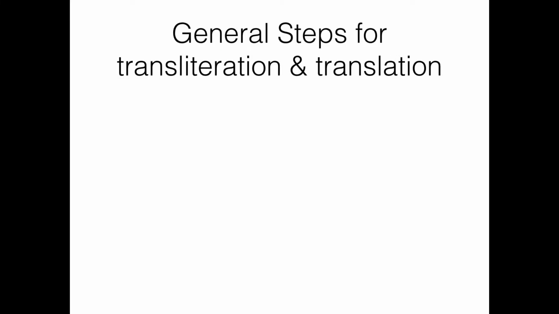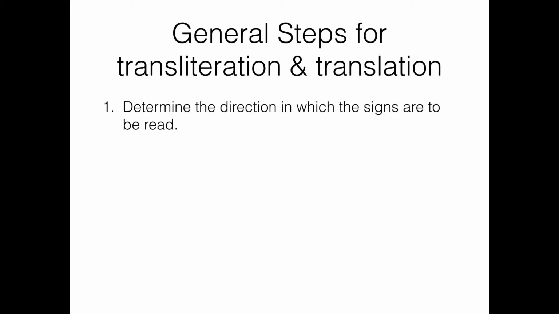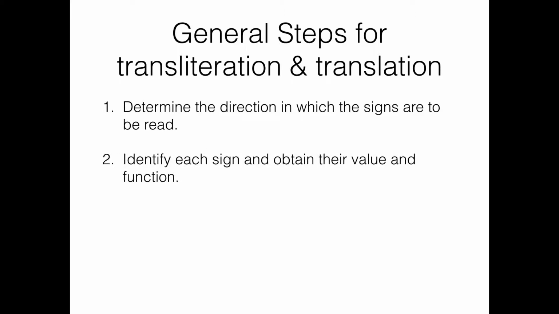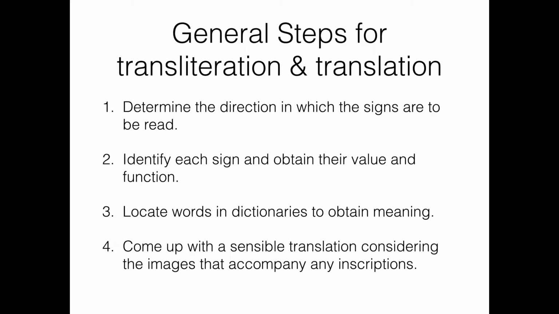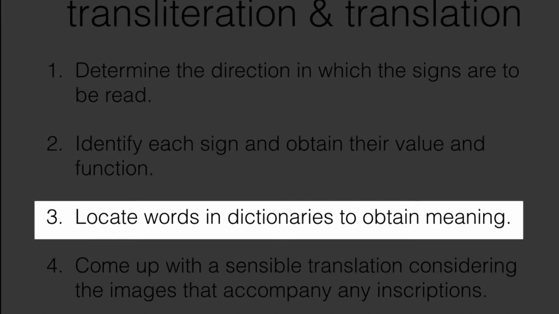Here are the general steps for transliteration and translation. First, determine the direction in which the signs are to be read. Second, identify each sign and obtain their value and function. Third, locate words in dictionaries to obtain meaning. And fourth, come up with a sensible translation considering the images that accompany any inscriptions. For this lesson, we're going to focus on step 3, locating words in dictionaries to obtain meaning.